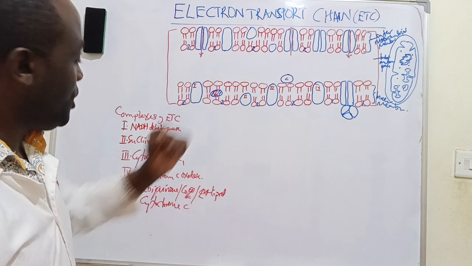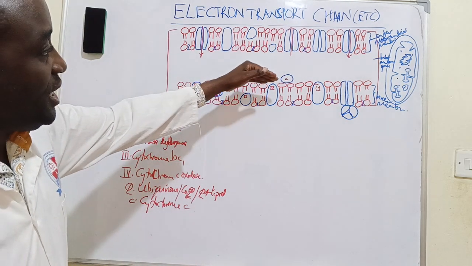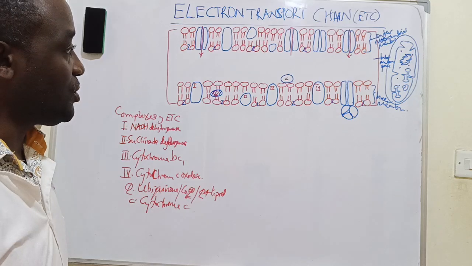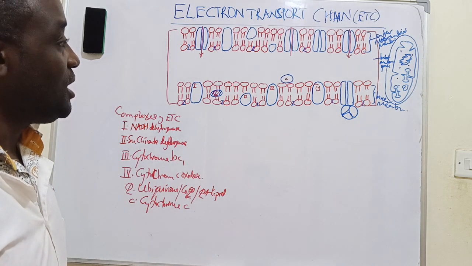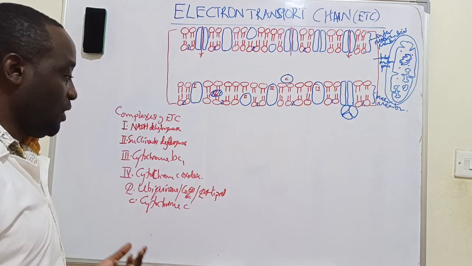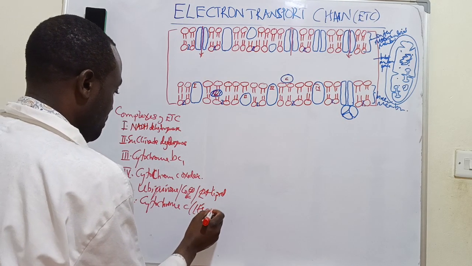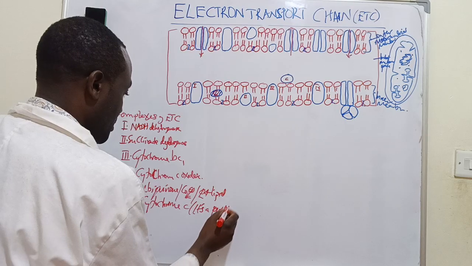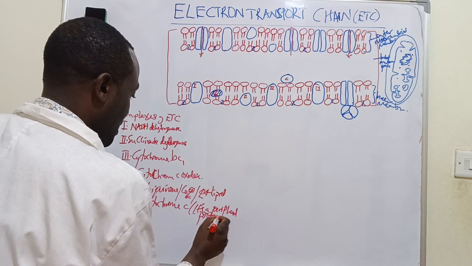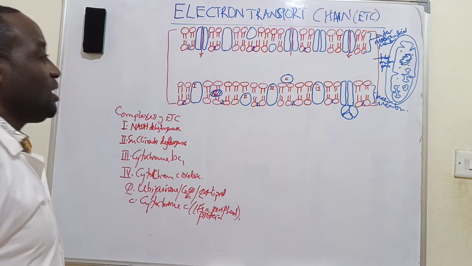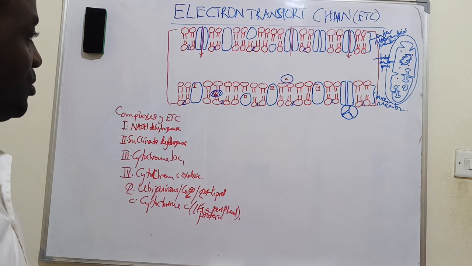Now, C is on the interface of the inner membrane and the intermembrane space, meaning it is a peripheral protein. It means that C is a peripheral protein. The other ones are integral membrane proteins.